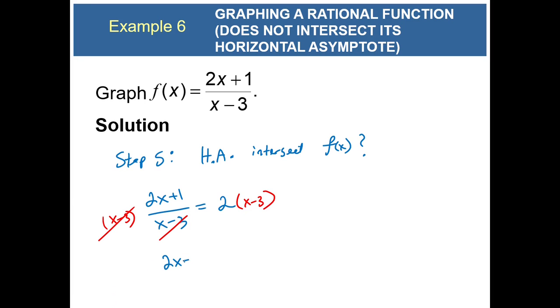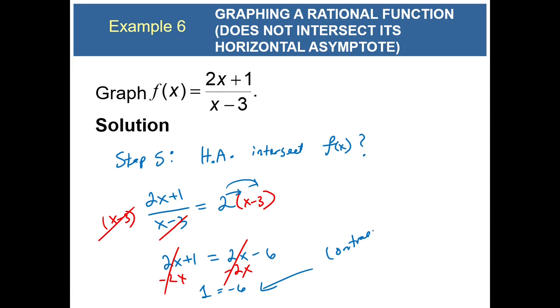And we get 2x plus 1 is now equal to, we can distribute, 2x minus 6. Let's subtract 2x from both sides, and 1 equals negative 6. This is a contradiction. That means the horizontal asymptote does not intersect f of x. Our horizontal asymptote does not intersect our function f of x.